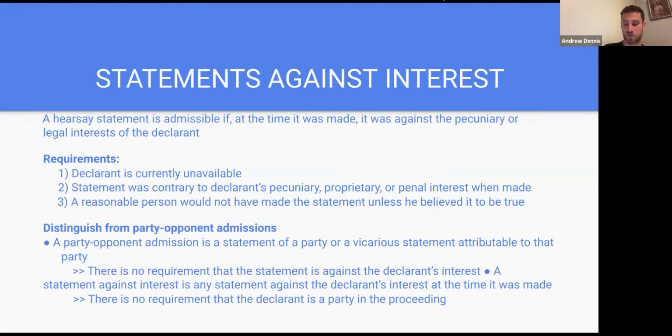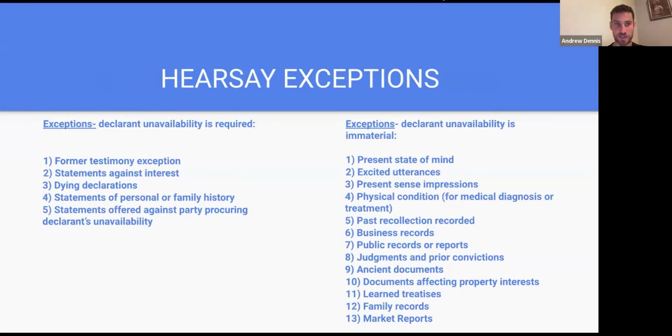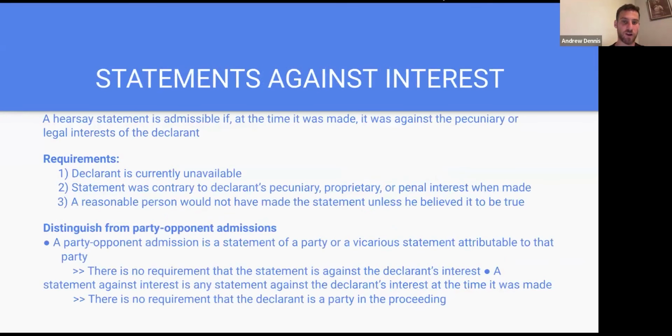So statement against interest, remember this, if you go back to the chart, statement against interest, unavailability is required. A hearsay statement is admissible if at the time it was made, it was against the pecuniary or legal interest of the declarant. The requirements: the main one is the declarant is currently unavailable. Two, the statement was contrary to the declarant's pecuniary, proprietary or penal interest when made. And three, a reasonable person would not have made the statement unless he believed it to be true.